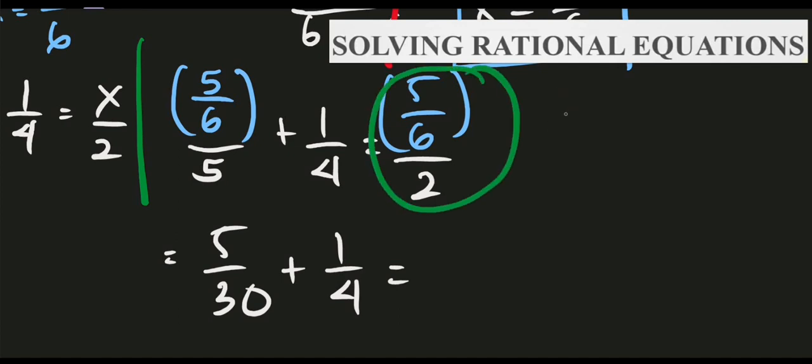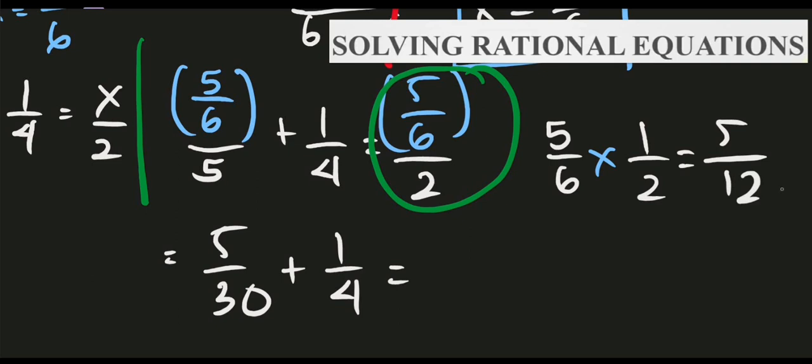So again, this is actually written as 5 over 6 divided by 2. Okay, let's reciprocate the value of 2. So it will give us 1 half. And let's proceed to multiplication. Okay, so we multiply the numerators and the denominators. So we have 5 times 1, which is 5, over 6 times 2, which is equal to 12. So that is equal to 5 over 12.